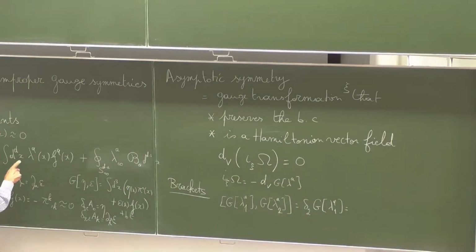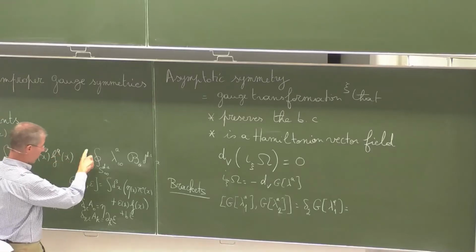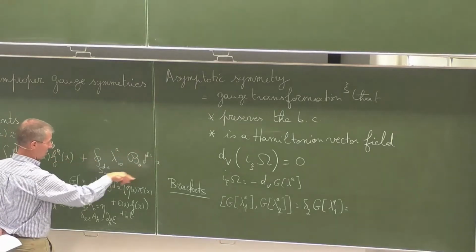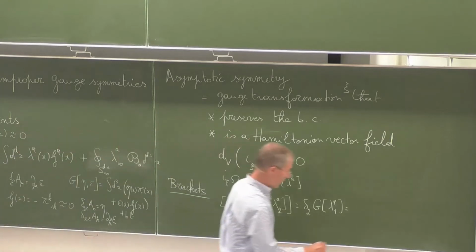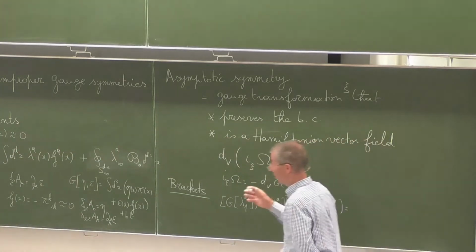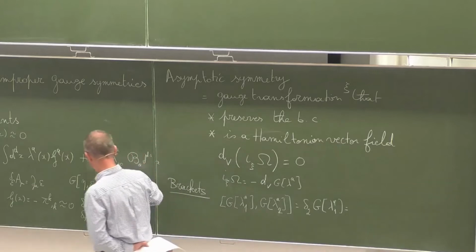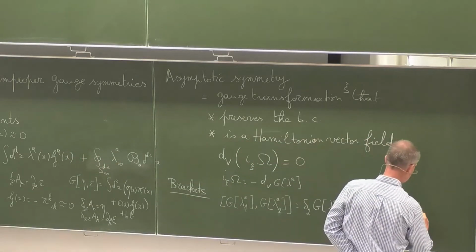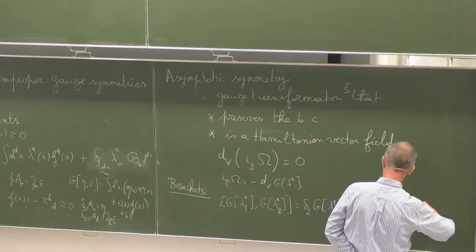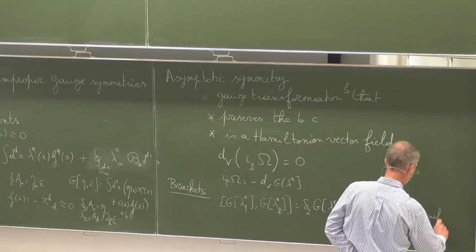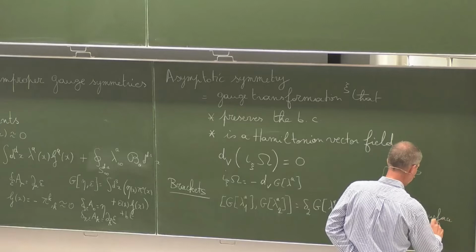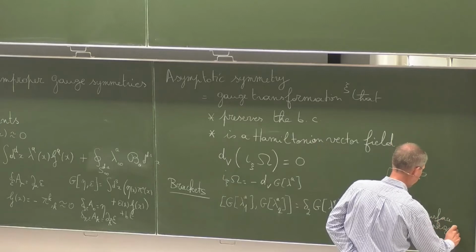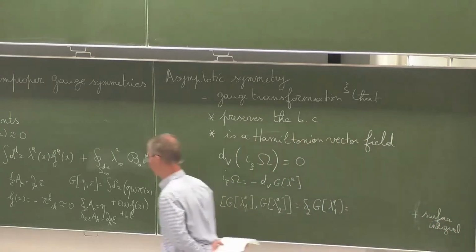And then I can just compute. I will get a variation of the bulk piece and a variation of the surface integral. Now, the variation of the surface integral will clearly be, these are local transformations, still a surface integral. I will get some surface integral. But let's focus on the variation of the first piece.